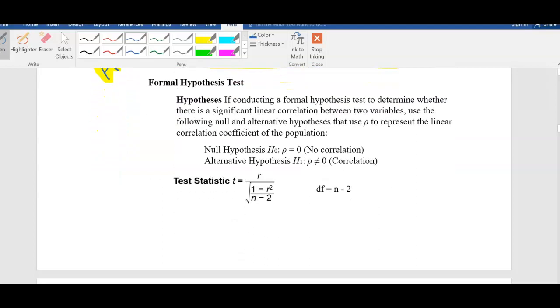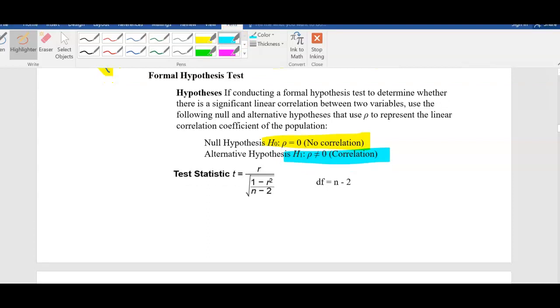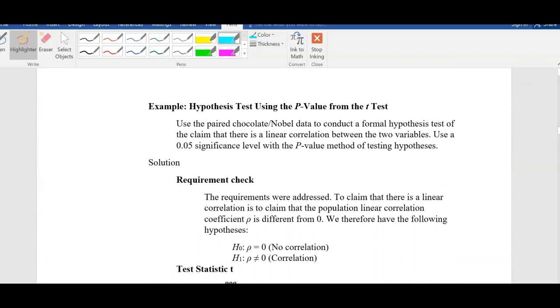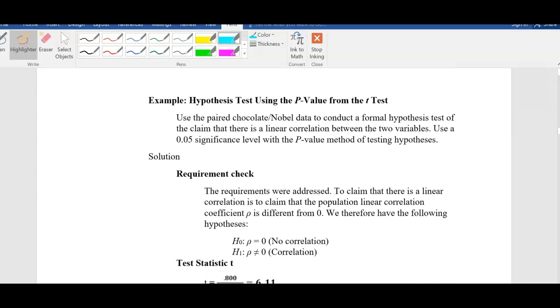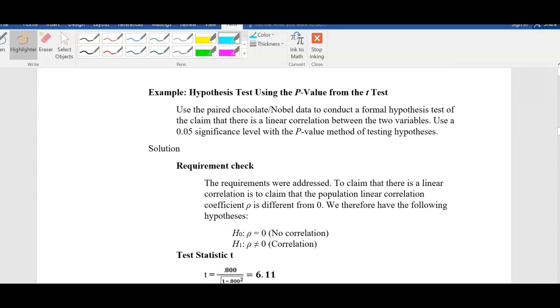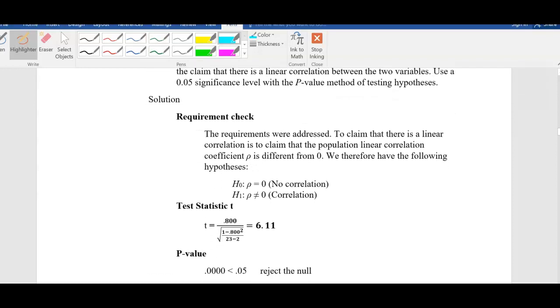Okay, I already talked about our null hypothesis is no correlation. Our alternative hypothesis is correlation. And that's what we use for our testing and for our P. All right, we're going to use a 0.05 significance level for our hypothesis testing. So we got to check our requirements. To claim there's a linear correlation, the population correlation coefficient rho is different from zero, therefore we have the following hypotheses.